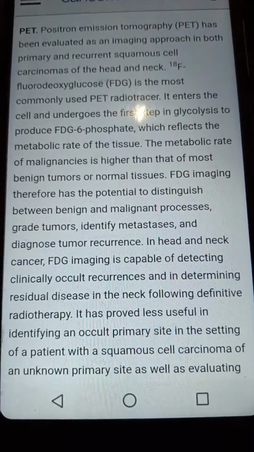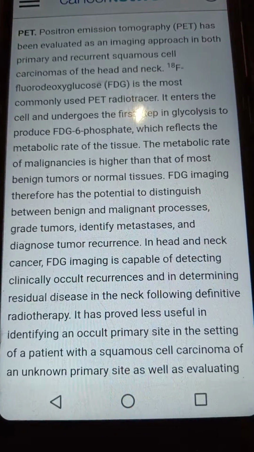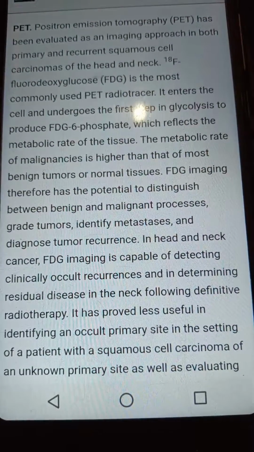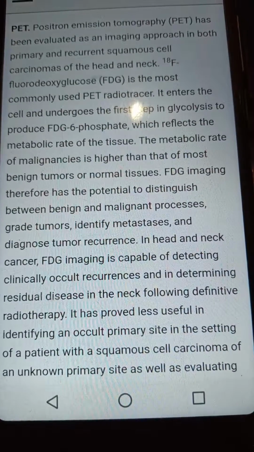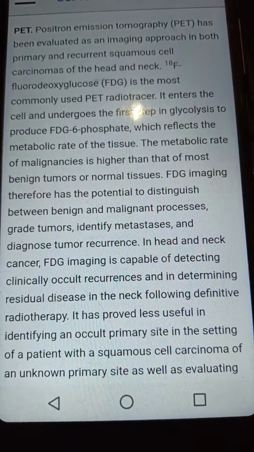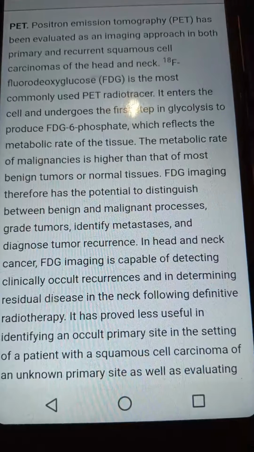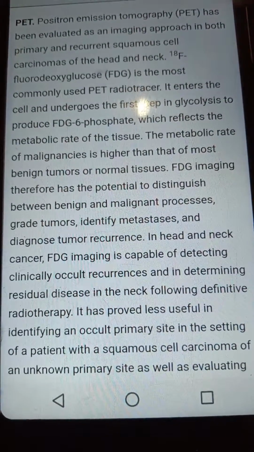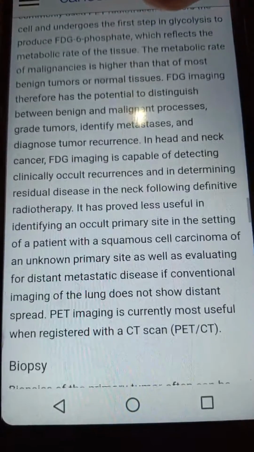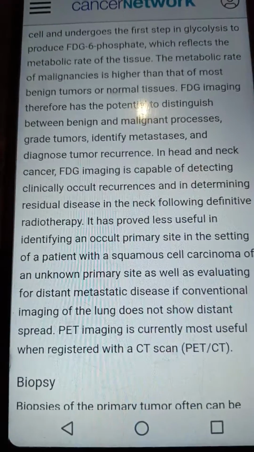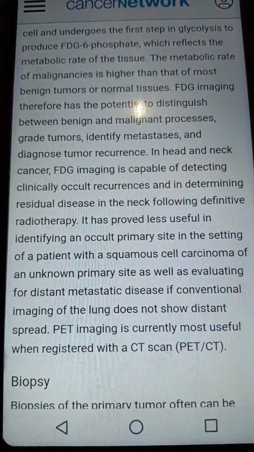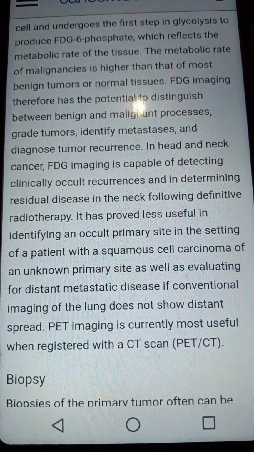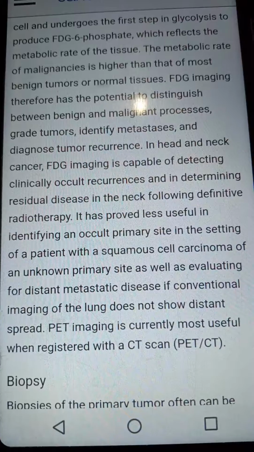In head and neck cancer, FDG imaging is capable of detecting clinically occult recurrences and in determining residual disease in the neck following definitive radiotherapy. It has proved less useful in identifying an occult primary site in the setting of a patient with squamous cell carcinoma of an unknown primary site, as well as evaluating for distant metastatic disease if conventional imaging of the lung does not show distant spread.